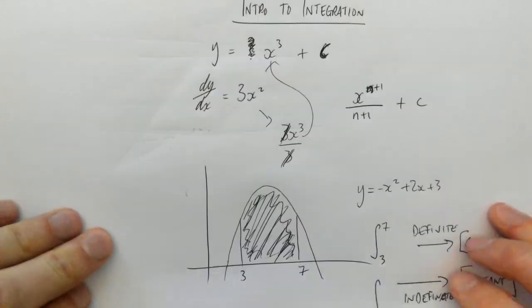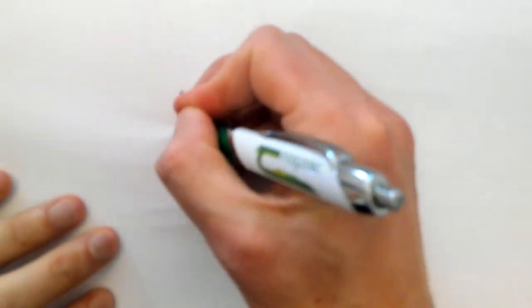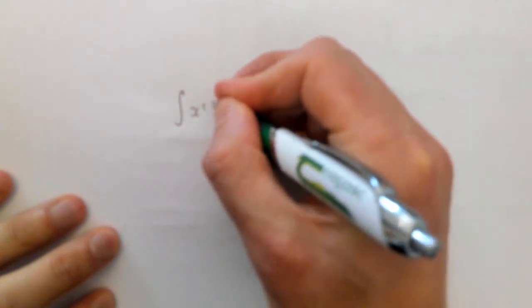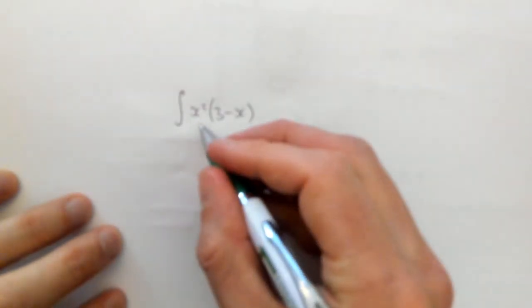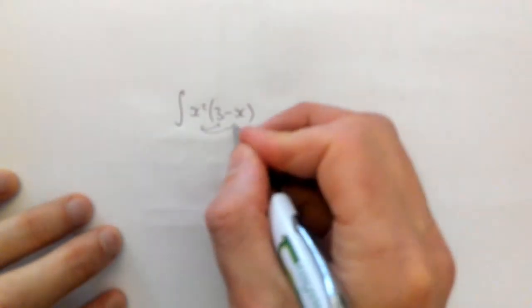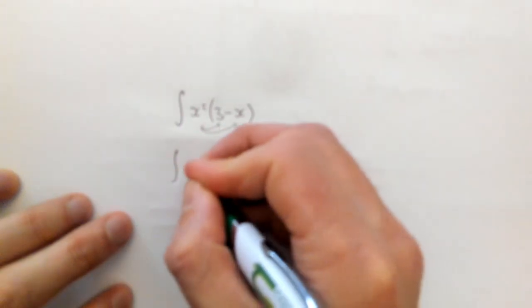Alright, so let me do an example with you. I picked one there. So say I'm integrating this. The first thing I do is multiply out so I can integrate each term.